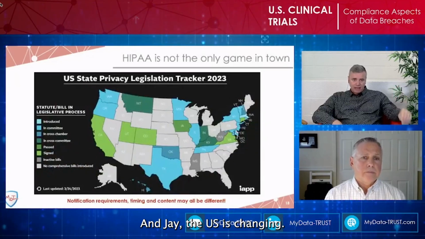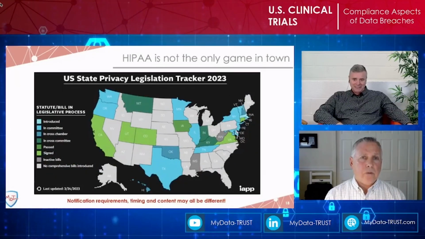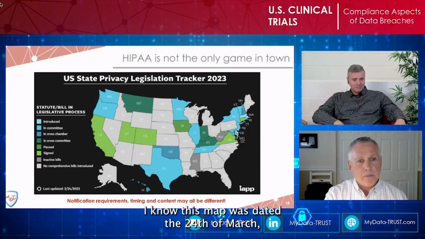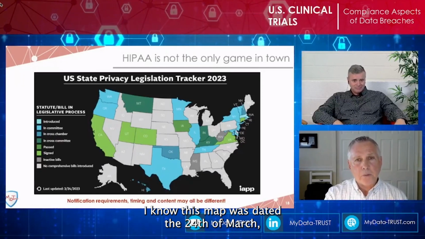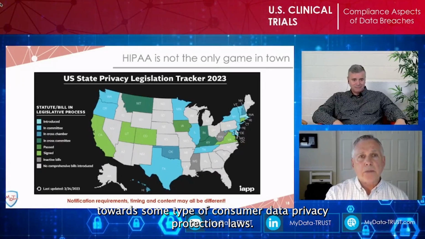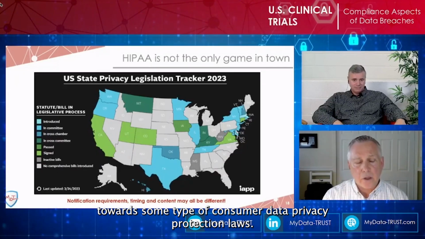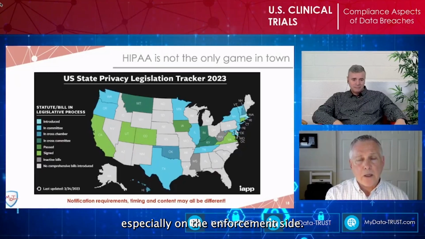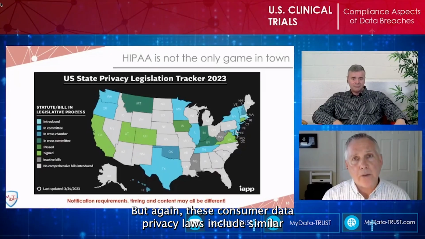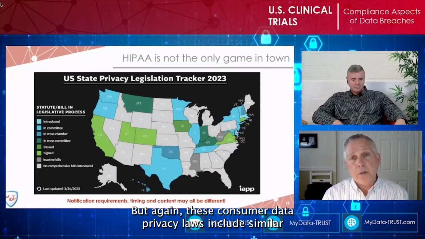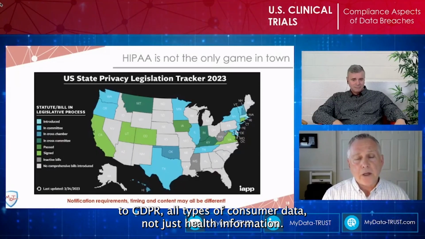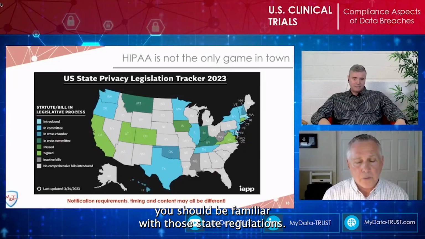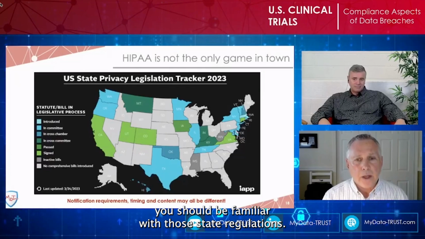important. And Jay, the US is changing. Yeah, just real quickly, just about every state now, I know this map was dated the 24th of March, but I believe every state now is moving towards some type of consumer data privacy protection laws. Some states like California are a lot more aggressive, especially on the enforcement side. But again, these consumer data privacy laws include, similar to GDPR, all types of consumer data, not just health information. So again, depending on the states you operate in, you should be familiar with those state regulations.